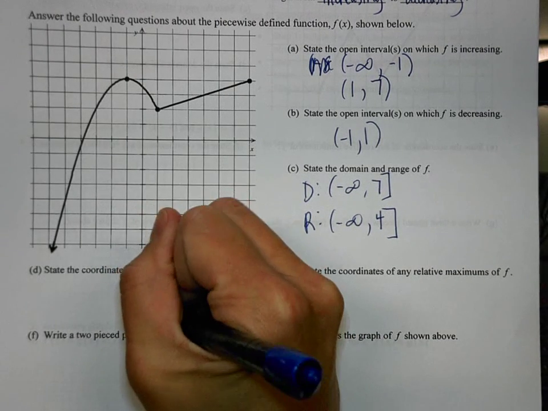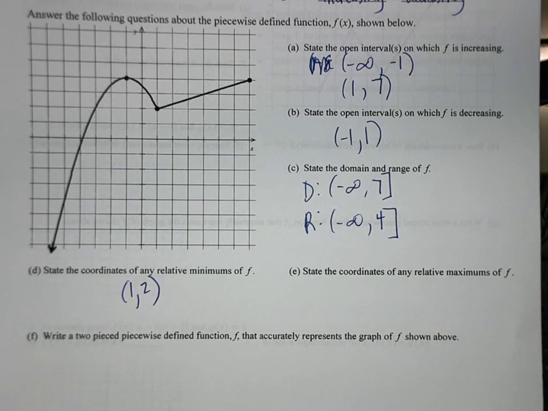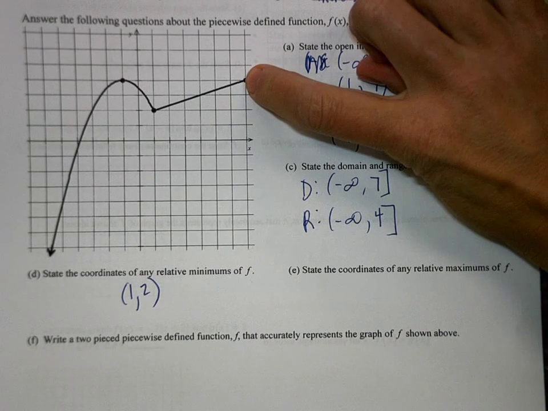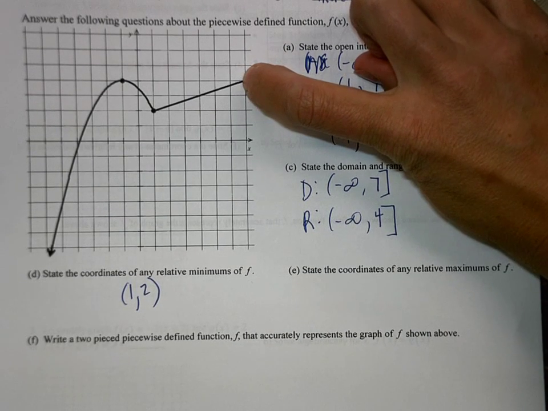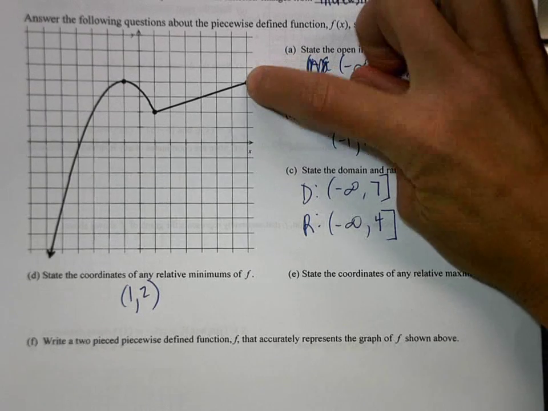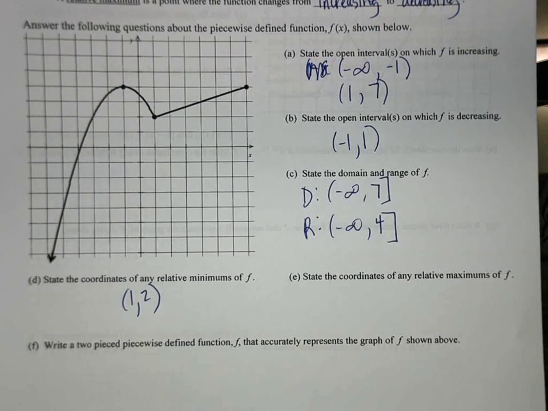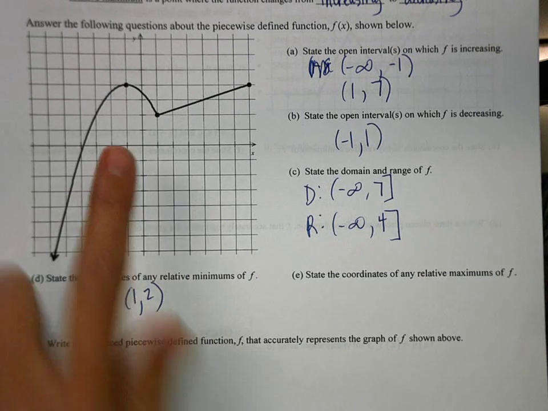Good. Okay, and so do you see how this is an endpoint? That is not going to be a maximum or minimum. Okay, we don't know how the graph would end up changing after that. Okay, so the only relative maximum on here would be at which point? -1,4. Good.